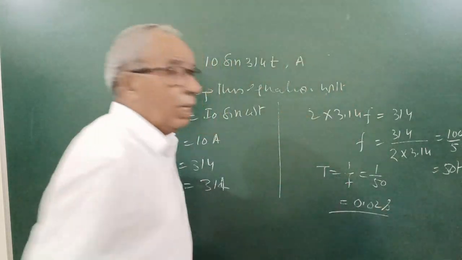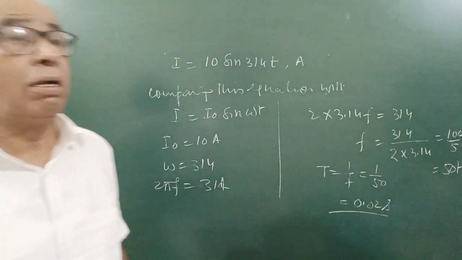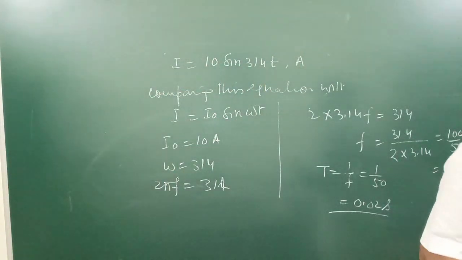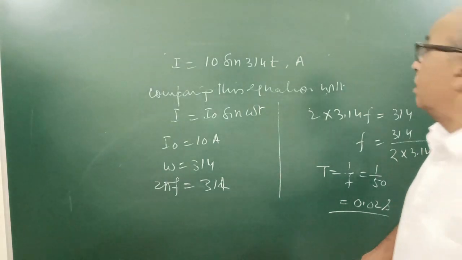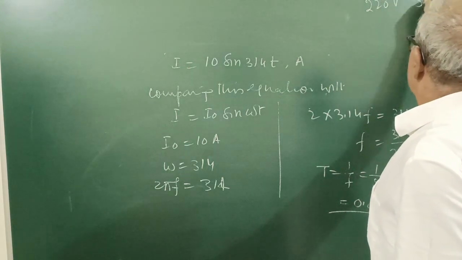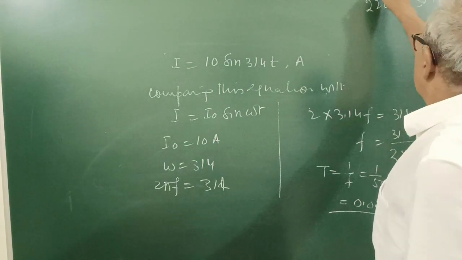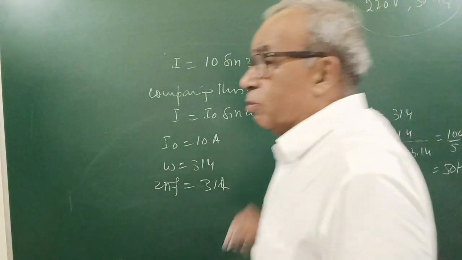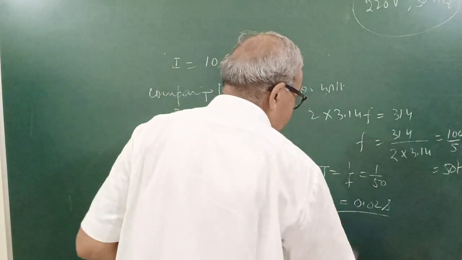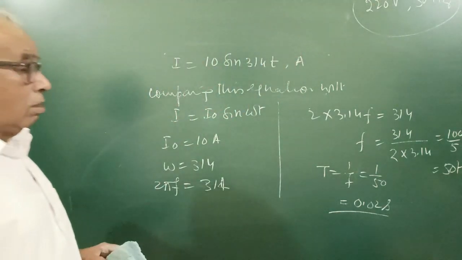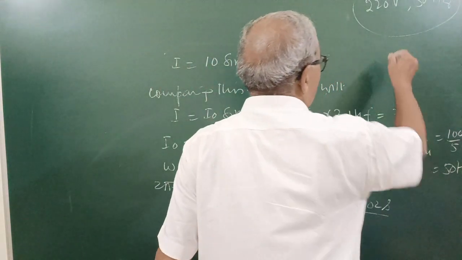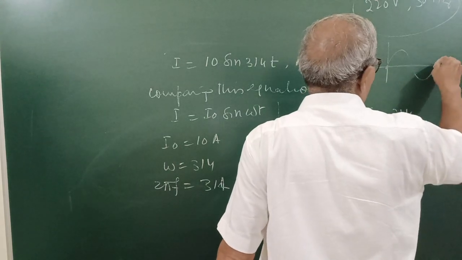In India, we are using alternating current. Whatsoever the instrument, it is marked 220 volt and 50 hertz. 220 means RMS value. Frequency 50, time period 0.02 second. Remember this 0.02 time.